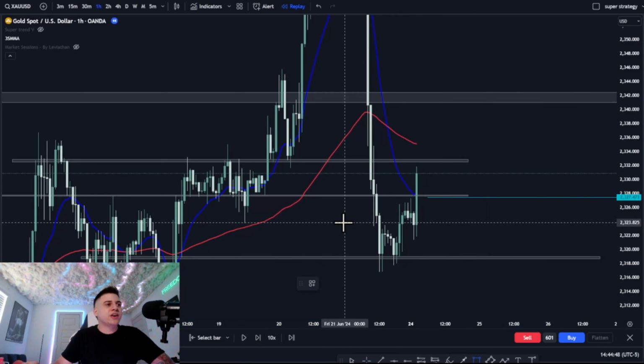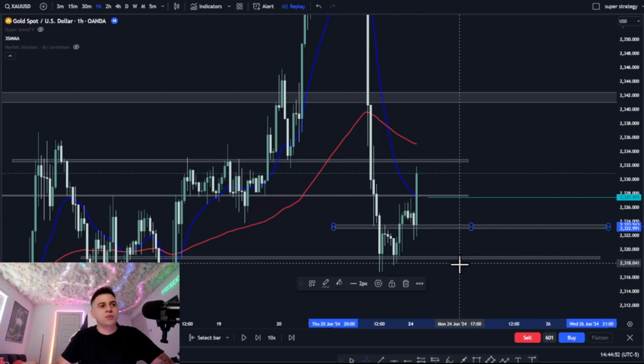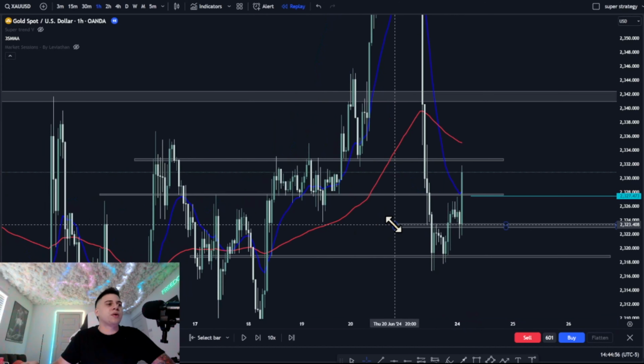And this area over here is also a target zone. So once we break this zone, we can start looking to take this zone over here and looking to take our profits down to this level.